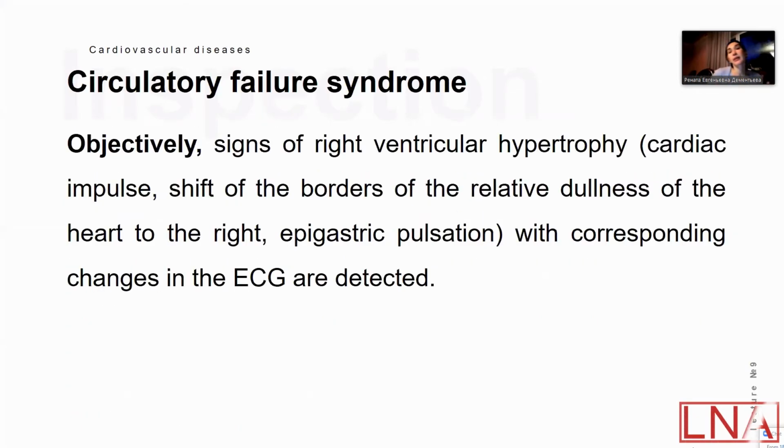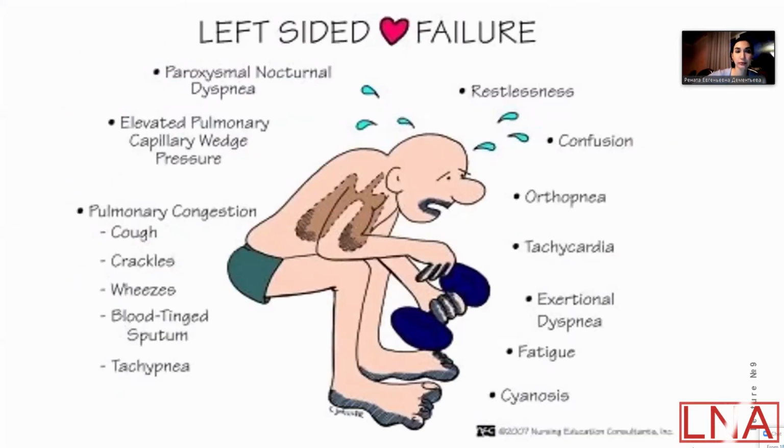By physical examination, we can determine signs of right ventricular hypertrophy, cardiac impulse. We will determine, during right ventricular hypertrophy, a shift of the border of the relative dullness of the heart to the right, and we can identify pathological epigastric pulsation. Corresponding changes are detected on the ECG, where you will identify signs of right ventricular hypertrophy. So, left side heart failure, about clinical signs.